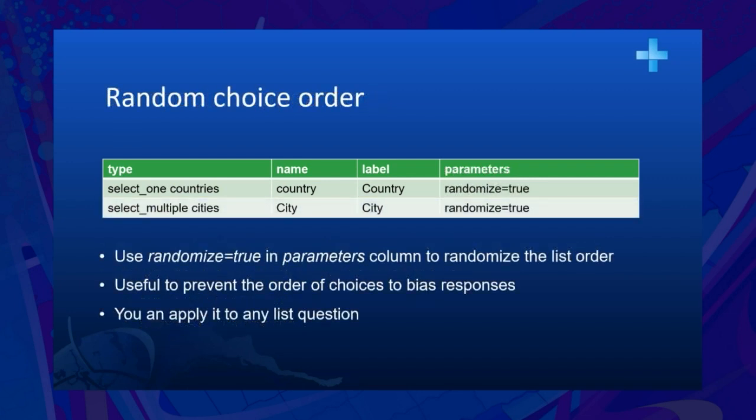The randomize=true is a new parameter that you can add to randomize the order of choices in a list. This is useful when you want to prevent the order of choices from biasing responses, because very often people tend to pick choices at the top or at the very end of the list. So in these cases where you don't want this to happen, you can randomize them. You can apply randomize=true to any type of list that you want.